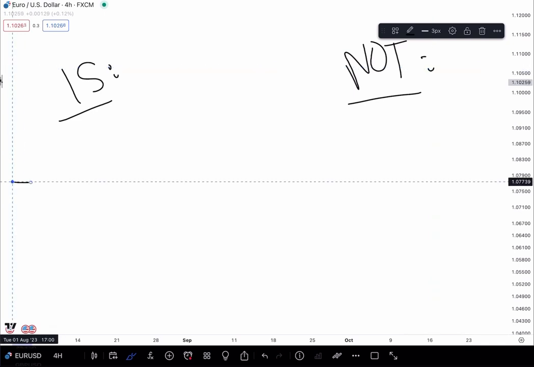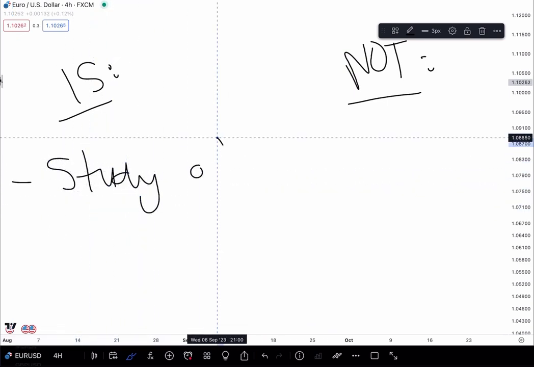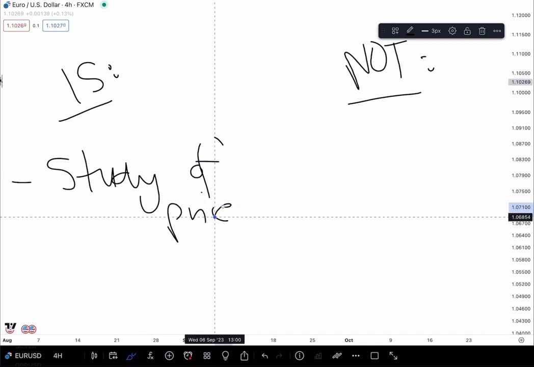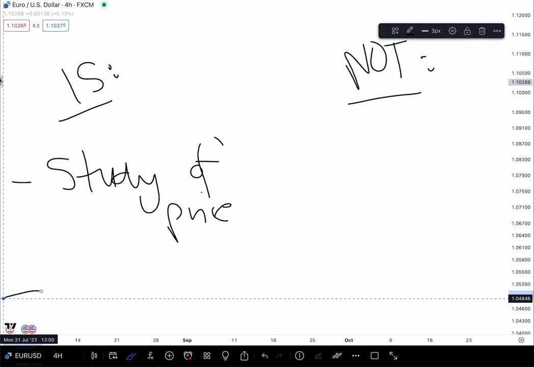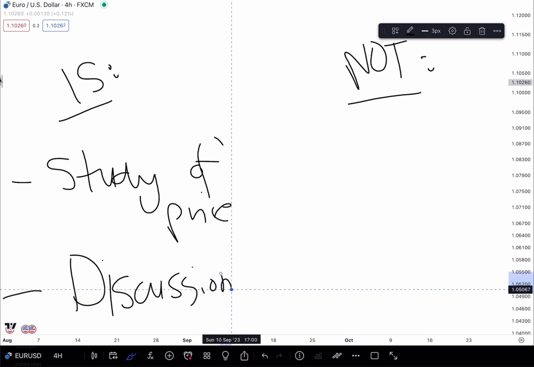This is a study of price action, right? This is a discussion of how charts move. And you can use it for whatever you want. You want to trade with it. You want to simply, it's a hobby for you. You want to, whatever, right? Each one of you who's watching is free to do what they want with this information.